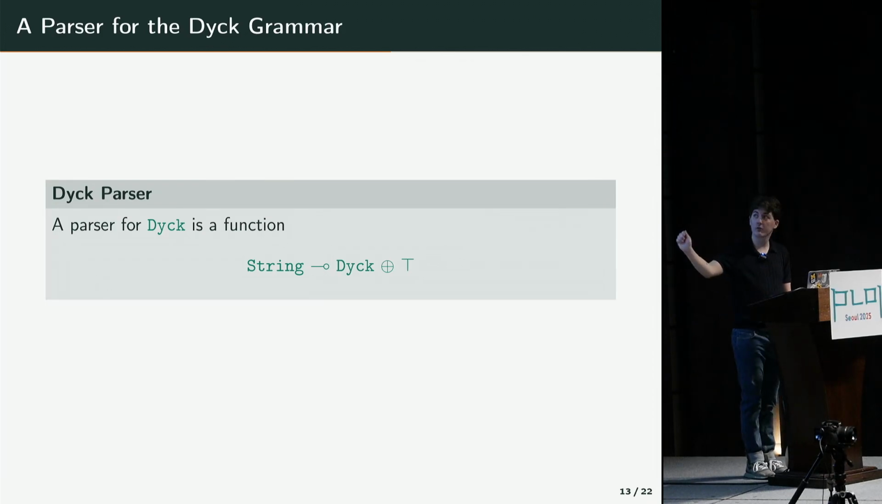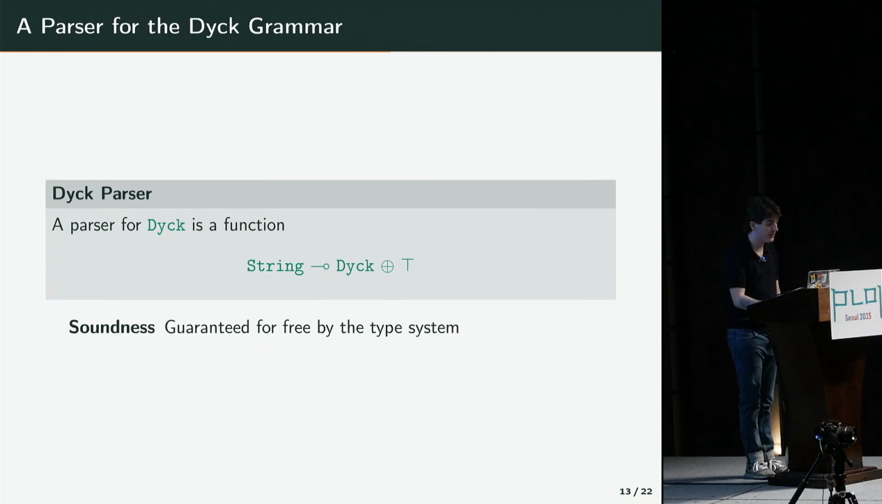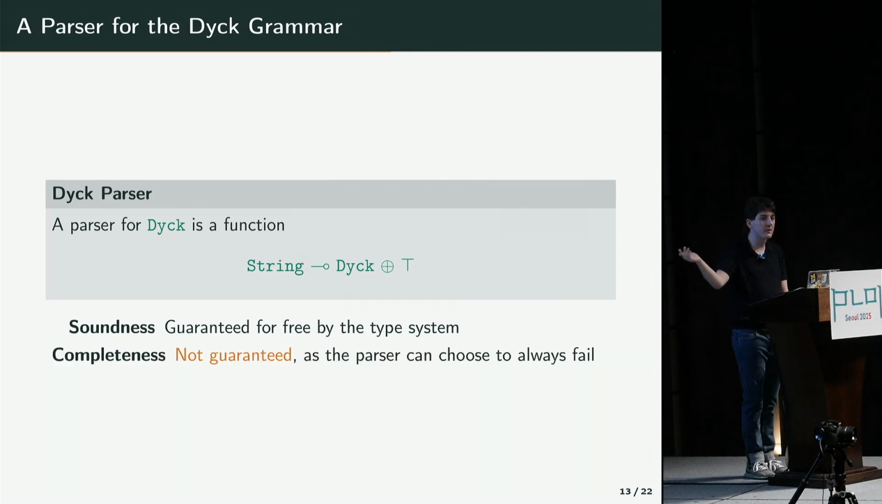And we can write functions with this type signature in LambekD, and their soundness is guaranteed for free by the ordered linear type system, but the completeness of a parser with this type signature is not guaranteed. For instance, we can always choose to fail, and that would be a very incomplete parser.